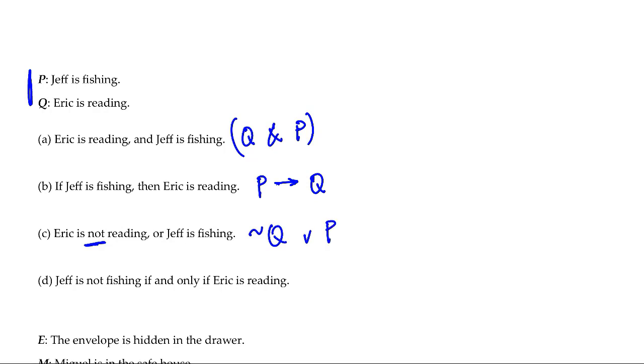Okay, and then Jeff is not fishing if and only if Eric is reading. Okay, so again we have a not, so not P, excuse me. If and only if, double arrow, Eric is reading, Q. Okay, and again, if we're going to use the parentheses, they would be like that. The book kind of insists on it, but if there's no ambiguity, which there isn't in any of these cases, then it doesn't really matter too much to me.